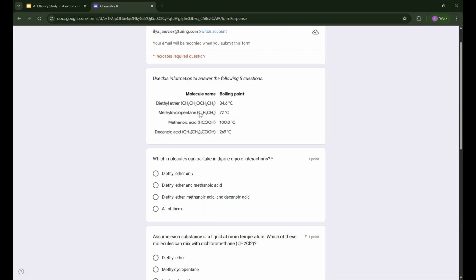This just seems like a ring with a methyl group. Yeah, something oic acid. This is an acid, I guess. Oh, maybe we can just use their boiling points. So this has a pretty low boiling point, so probably not. So I'm thinking it's this one and this one. So decanoic acid for sure. It appears here.